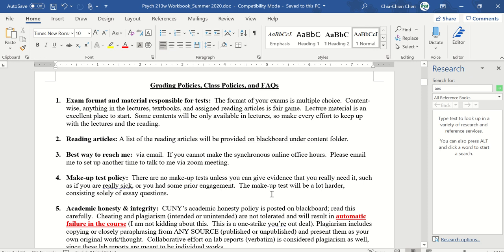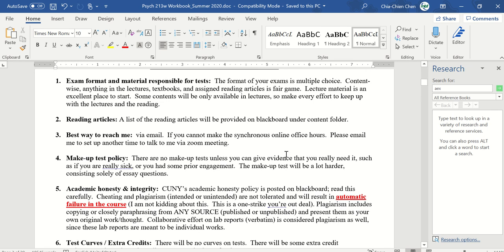And here are all the grading policies, class policies, and frequently asked questions and exams. Everything is fair game, and the format of your exam is multiple choice. And then the reading articles are going to be on Blackboard under the content folder, and they're going to go under the module that is divided up weekly.